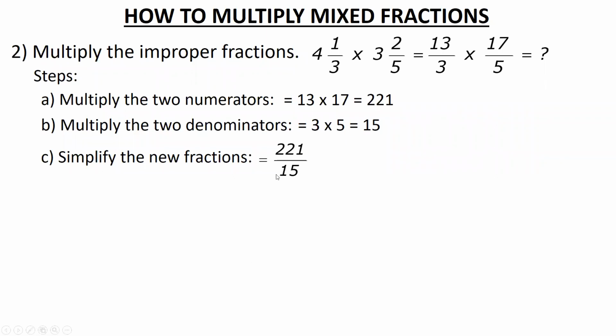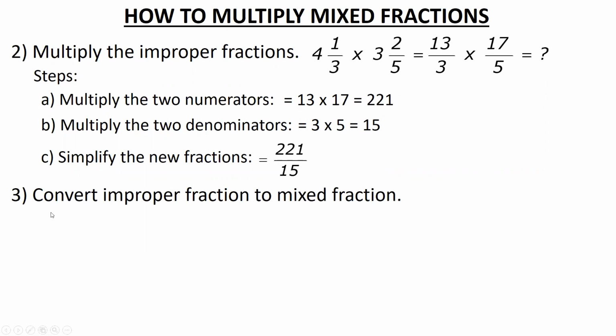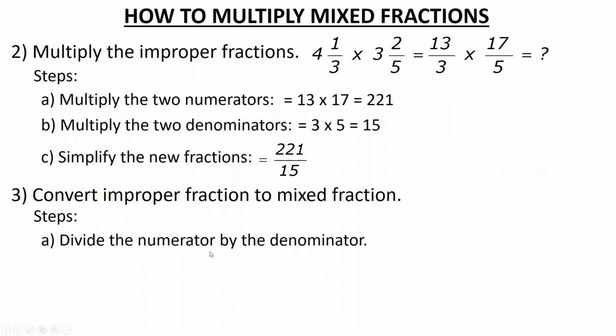So this is the product, but since the original form is mixed fractions, let's convert this one to a mixed fraction for our final answer. Okay. So the last step is to convert the improper fraction to a mixed fraction. Here are the steps. Divide the numerator by the denominator. So in this case, we will do manual division.